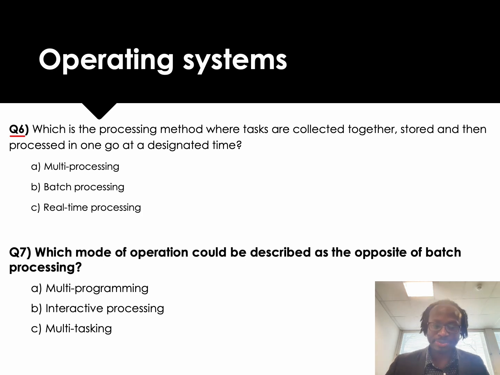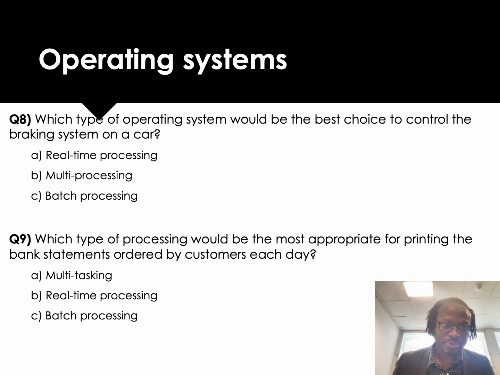Next slide. Question 8. Which type of operating system would be best choice to control the braking system on a car? Real-time processing, multiprocessing, batch processing.